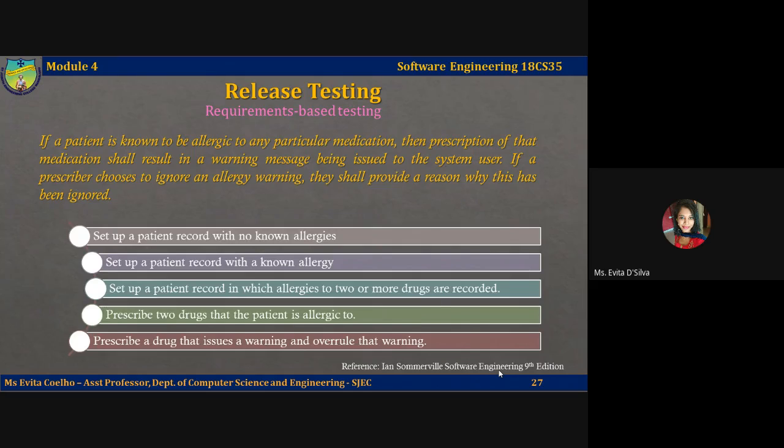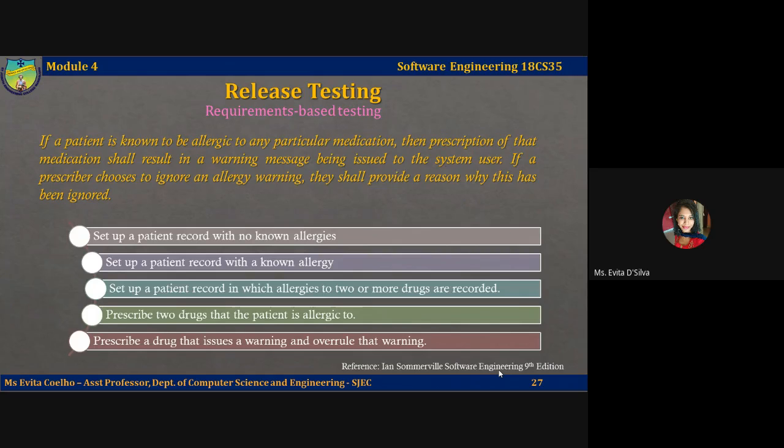To check if these requirements have been satisfied, you may need to develop several related tests. Firstly, set up a patient record with no known allergies. That is, prescribe medication for allergies that are known to exist. Check that a warning message is not issued by the system in this case. The second test would be set up a patient record with a known allergy. In this case, prescribe the medication that the patient is allergic to and check how the system behaves.